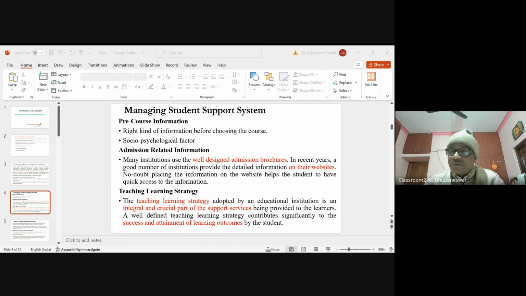So when I am conducting action research, it will help me to solve my problem and it will improve the teaching learning strategy. And it is basically meant for the teacher and his professional growth.